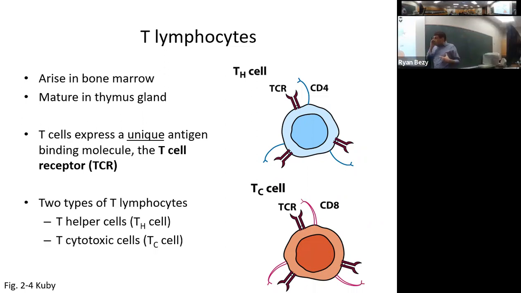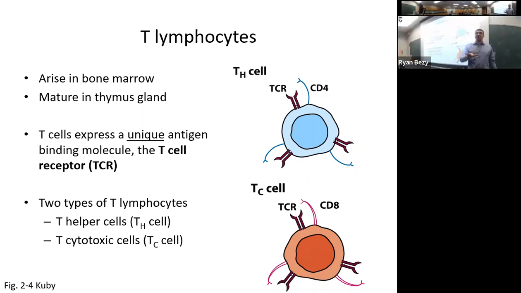And then there are different types of T cells. There are actually way more than two types, but there are two main subtypes, maybe a third. The two main subtypes that we're going to talk about are T helper cells versus T cytotoxic cells. So TH cells versus TC cells.